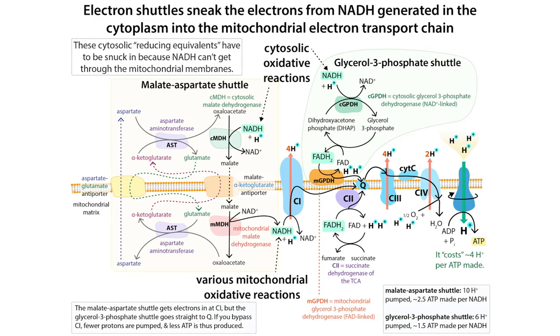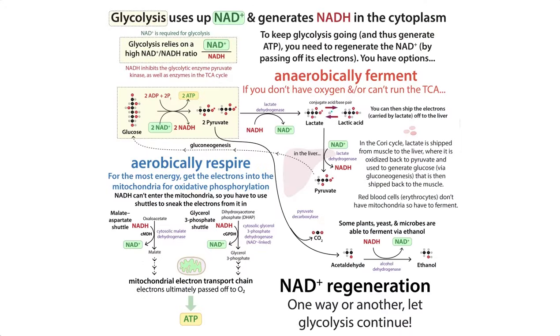If we use the malate-aspartate shuttle, then you can get 2.5 ATP per NADH that you produce. And if you use the glycerol-3-phosphate shuttle, then you get 1.5 per NADH produced. Because here you're going directly to Q without pumping electrons, but with the malate-aspartate shuttle, you're able to go through complex 1 and therefore get the 2.5. That'll let you use the electrons to actually generate ATP.